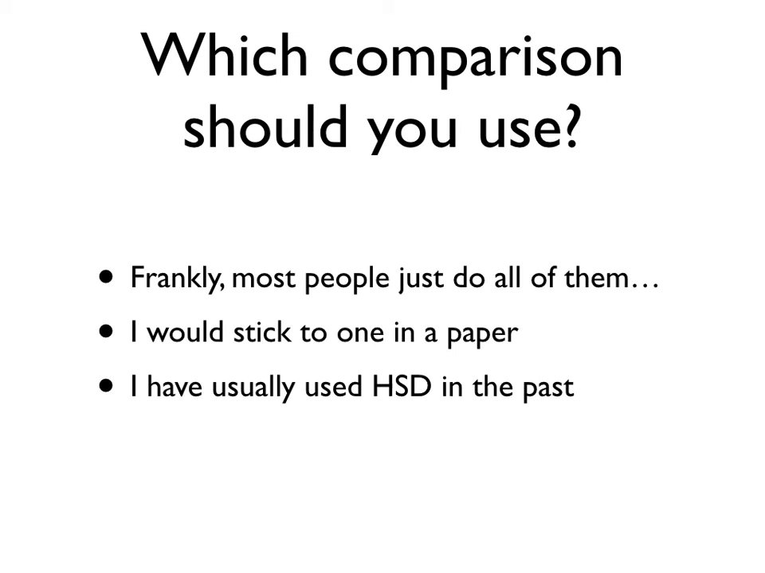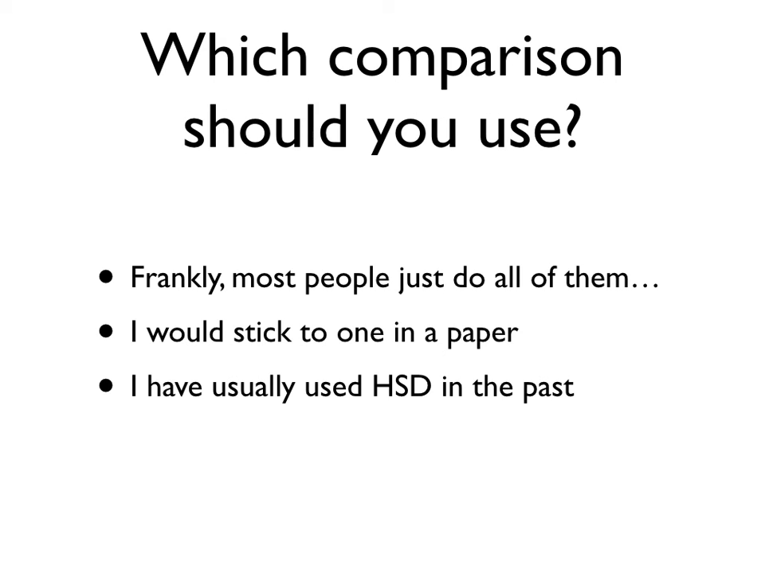HSD is in the middle as far as how conservative it is. Bonferroni is a very conservative test. When the number of groups gets large, the alpha level gets really small. So it's hard to find differences. Newman-Keuls is a little bit more liberal. HSD is a little more liberal than that. Then there are ones that are even way more liberal.